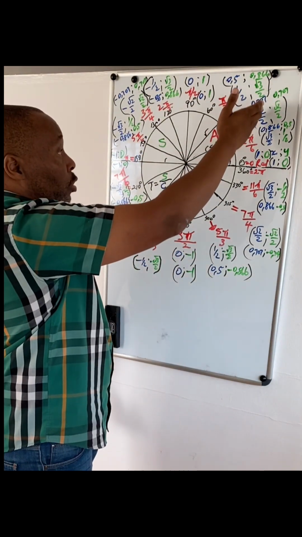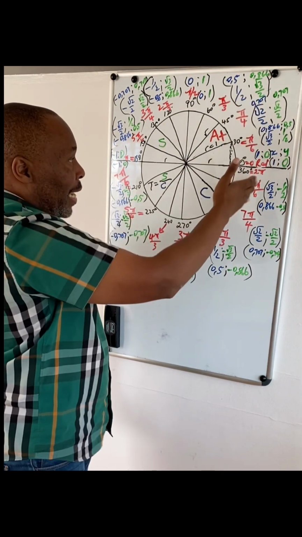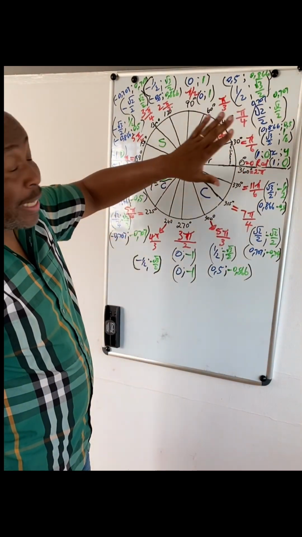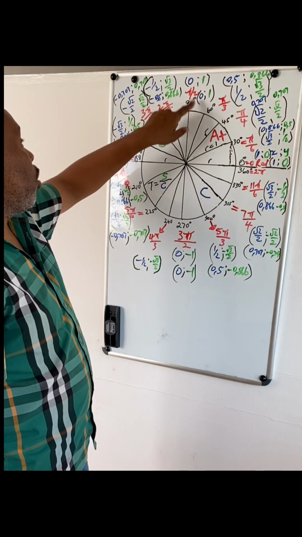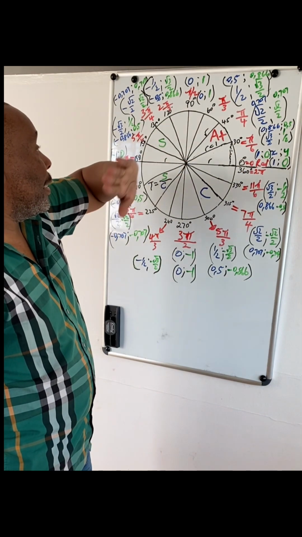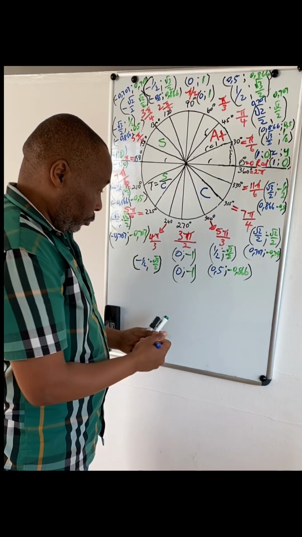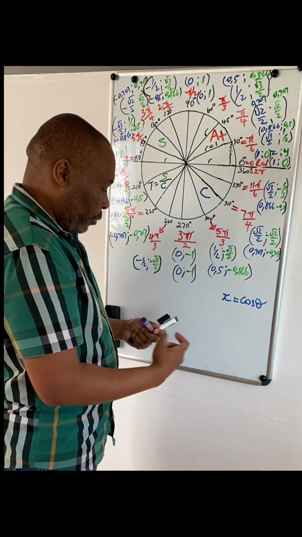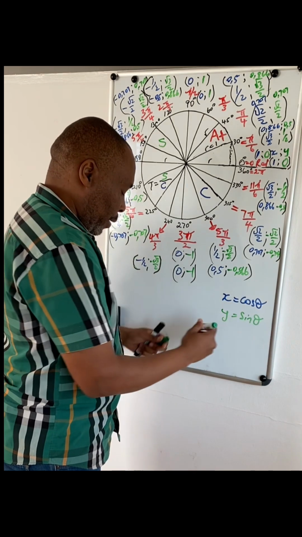Pi over 4 is root 2 over 2. The x value and the y value is also root 2 over 2. I just gave these colors for clarity, so that the x values are the blue ones. All these blue ones here are the x values, and the green ones are the y values. Remember, we said x is equal to cos theta and y is equal to sine theta, right?